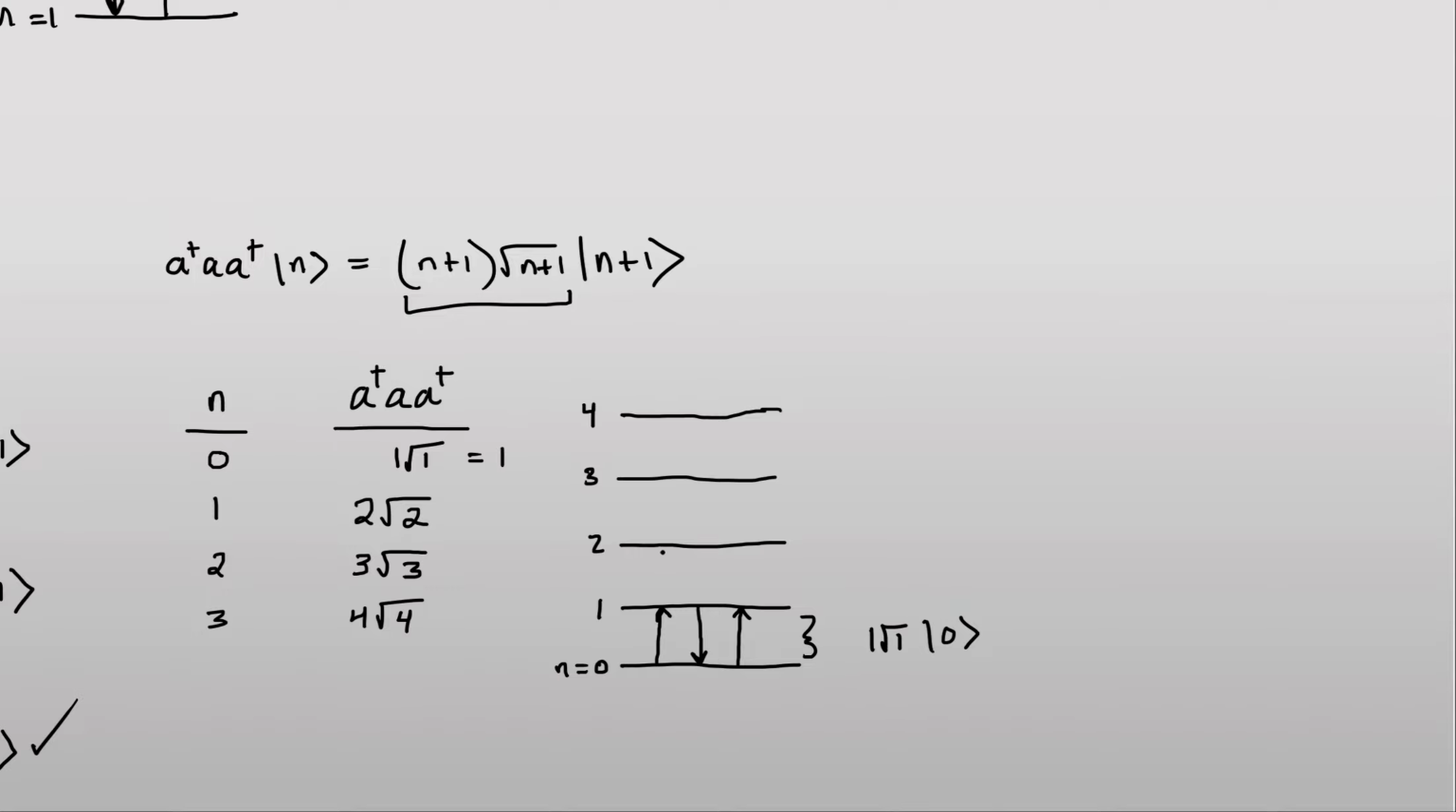If we were to start, for example, I'll do a different color. Let's do blue. If I were to start here at 2, we'd have the same process. But since we're starting at n equals 2, the eigenvalue associated with this series of operations looks like this.